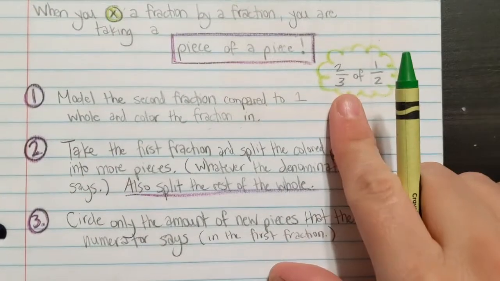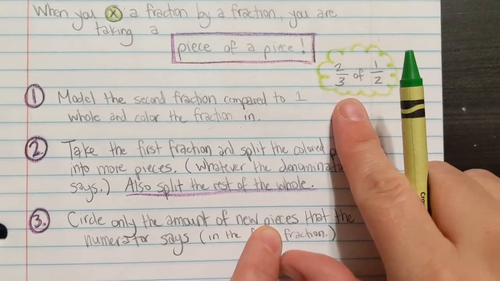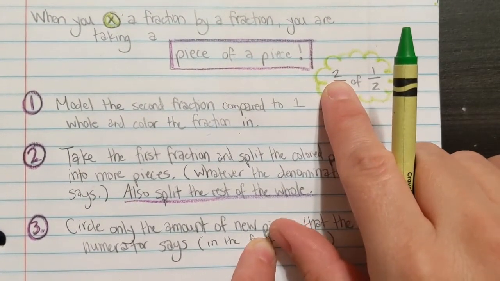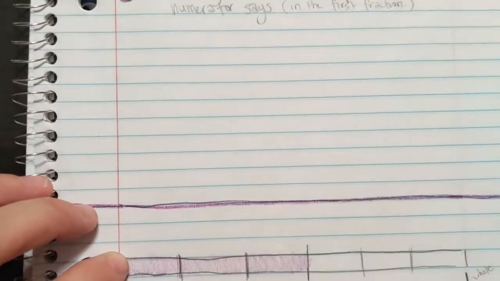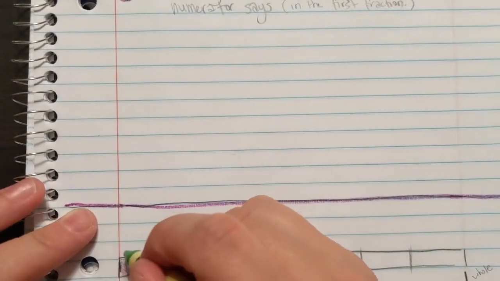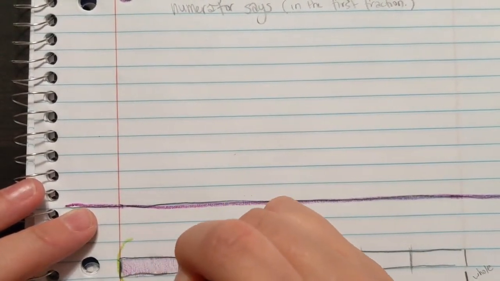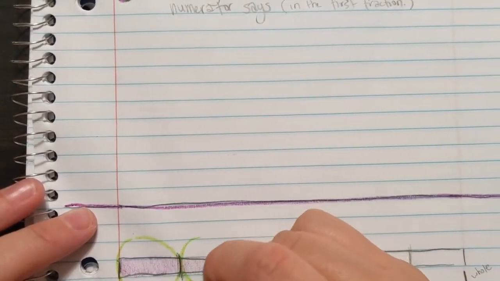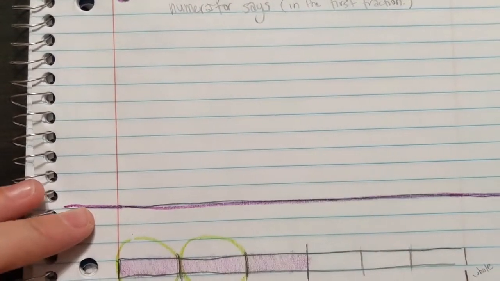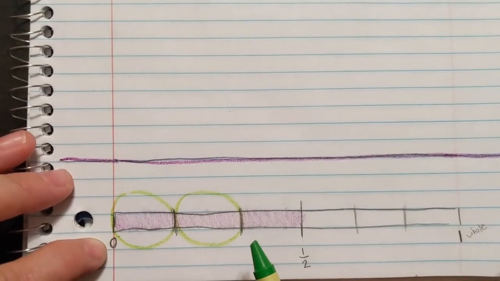Okay, but now I'm going to circle only the amount of new pieces that the numerator says. The numerator says to circle 2. So I start on the left, and I'm going to circle 2. It's going to look like this. 1 of those pieces. 2 of those pieces. I used my green for that one.